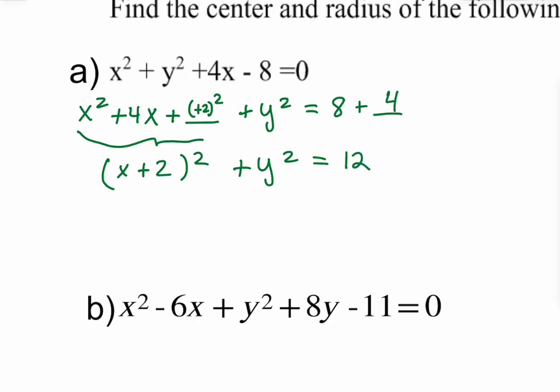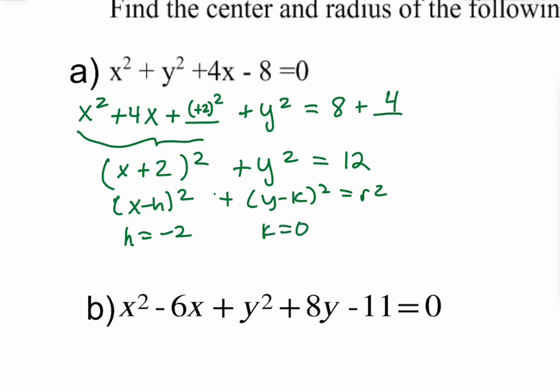Now, it's the formula like we want to see it, right? It's x minus h squared plus y minus k squared equals r squared. It's great. That's the equation we want. So what's our center? Well, our h is the opposite of what we see there, so negative 2. Our k is the opposite of what we see there. We see nothing there, and nothing is 0. So our k is 0.